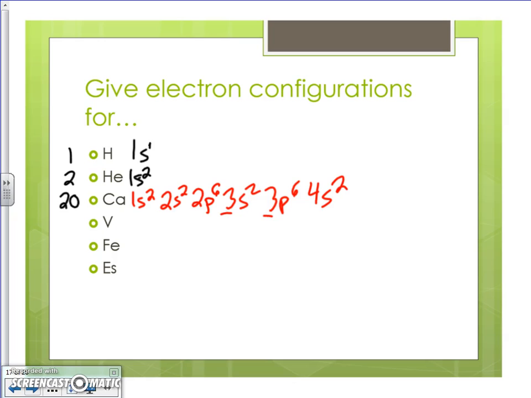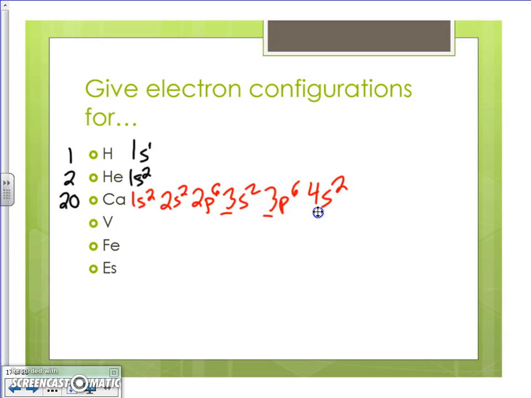The 4s is actually lower in energy than the 3d. So yes, the third ring does hold 18, but not before we put 2 in the 4s orbital. Kind of weird. That's why the diagonal rule is your best bet.